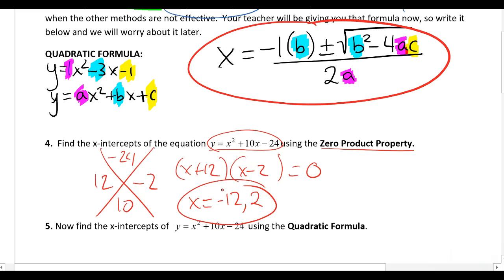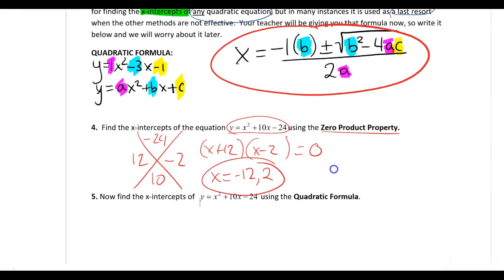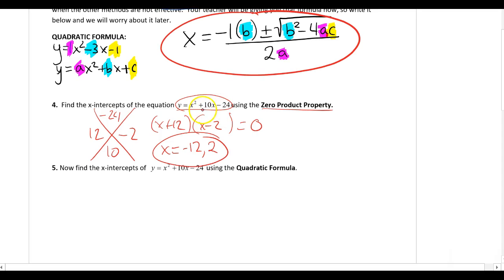Okay, so here's the deal. The next question, number 4, is the same equation. We're going to look for the same answer, but we're going to use the quadratic formula this time. So the answers, should they be the same? Yes. You should end up with negative 12 and 2 in your answer down here.